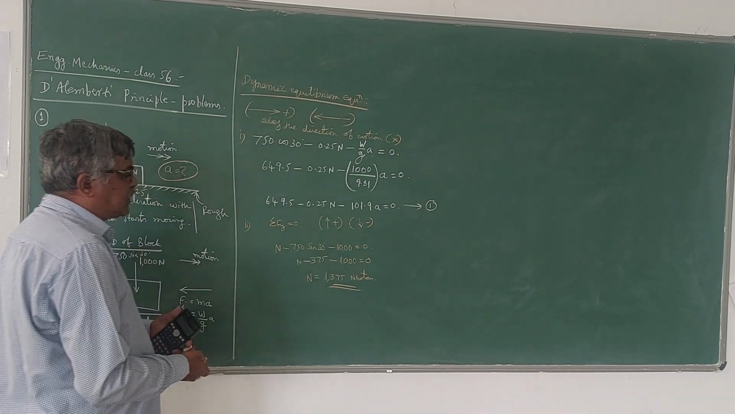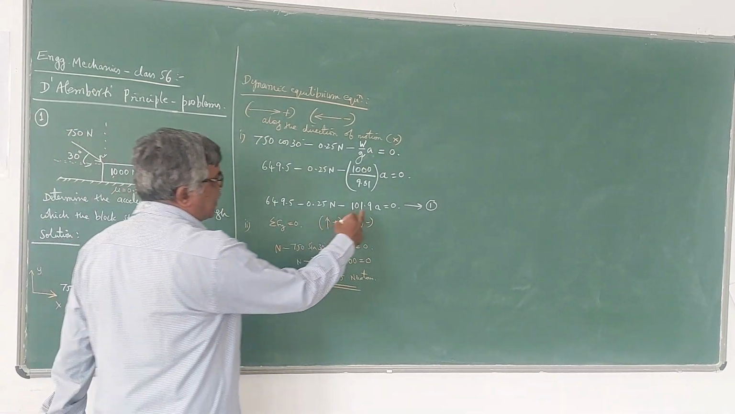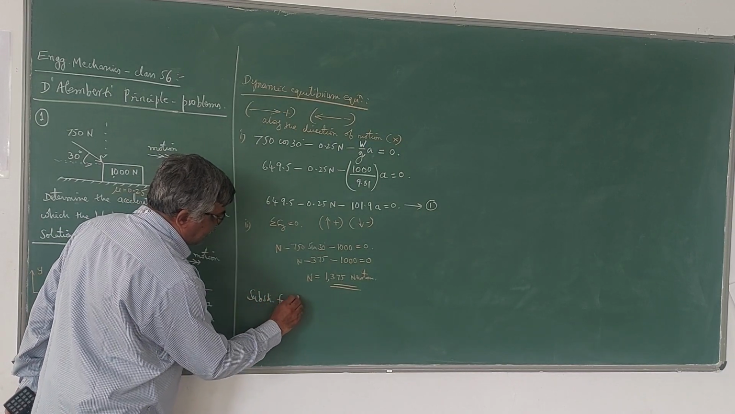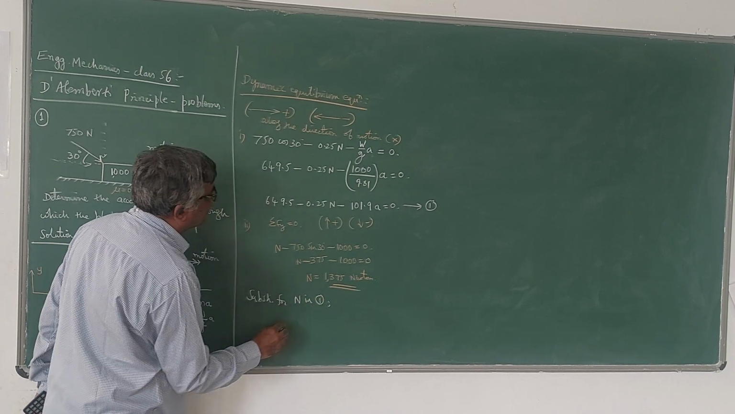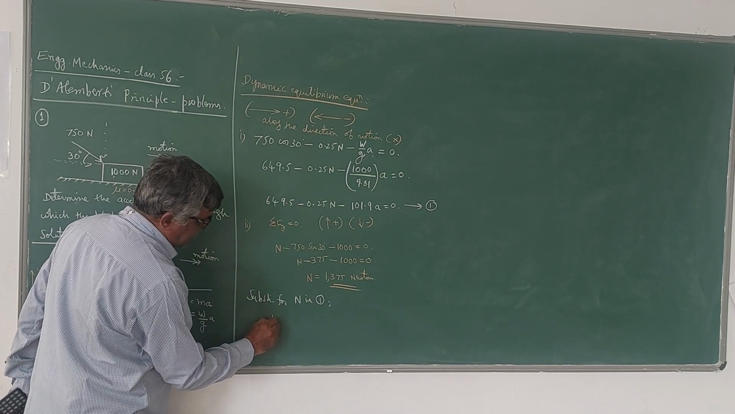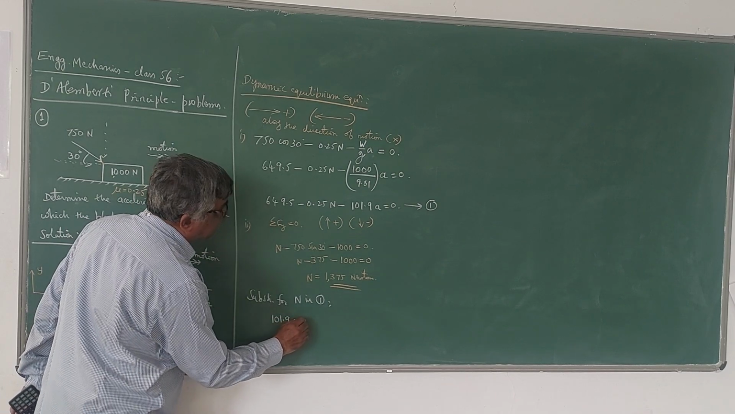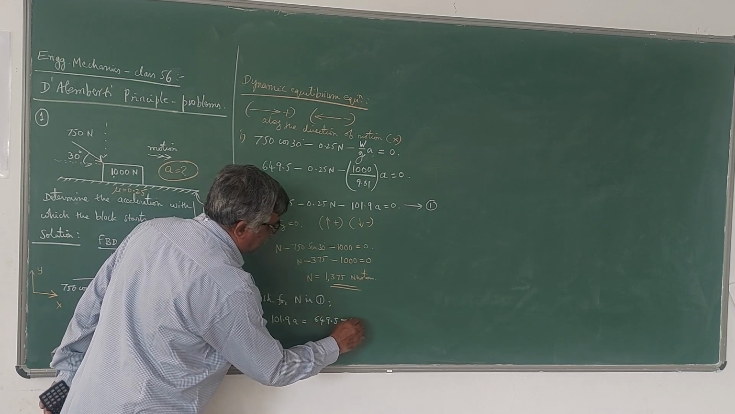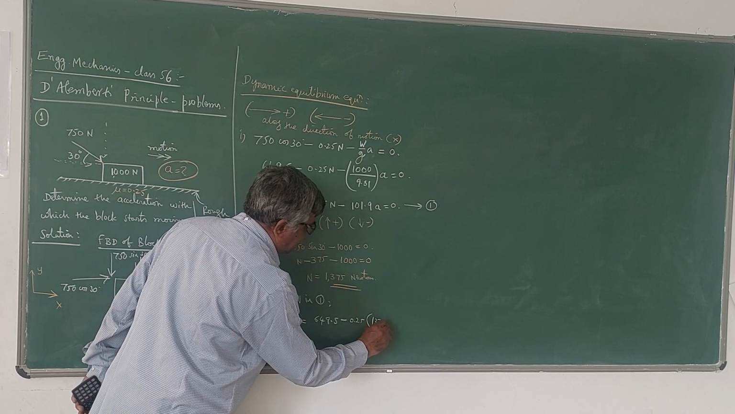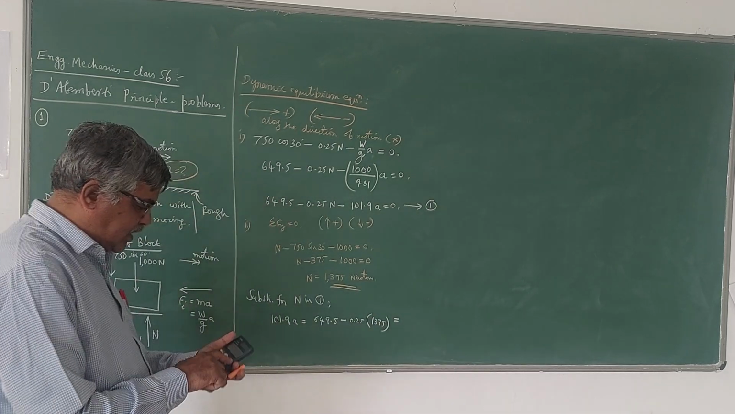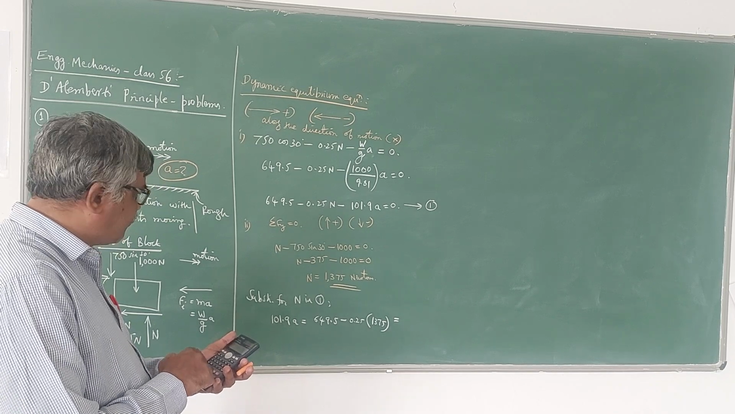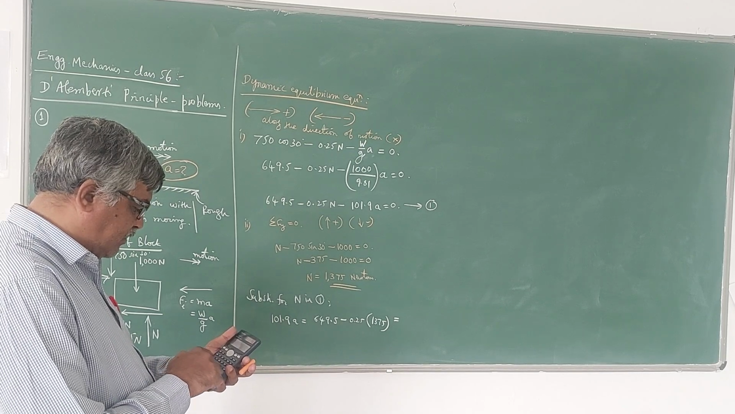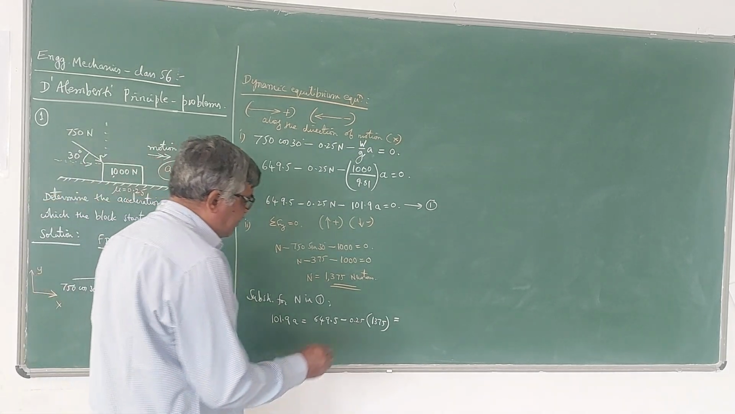Once you get the value of the normal reaction, we can find out the acceleration of the block A by substituting in equation 1. So substituting for N in equation 1, we can get the value of A. So I can write 101.9 times A is equal to 649.5 minus 0.25 times N. N is 1375. Now you will get 649.5 minus 0.25 into 1375, which is 305.75.